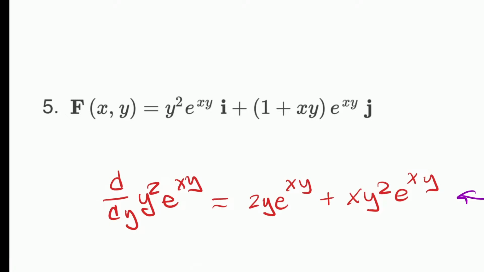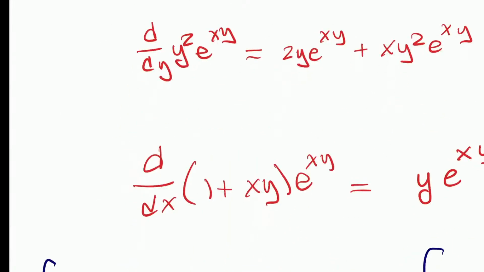And then xy squared because of the chain rule. So the derivative of e to the y is e to the y, but there's an x up there. So chain rule, throw that x over there. So xy squared e to the xy. So there's the derivative of this thing with respect to y. Then we'll do the derivative of this with respect to x.